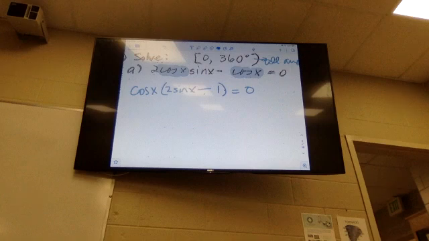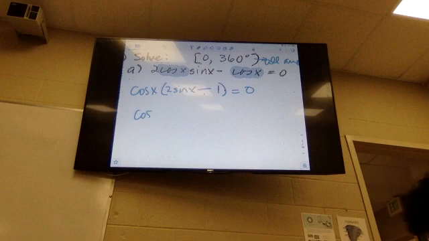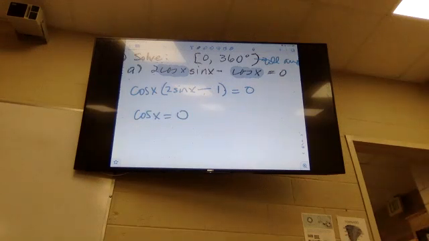Now I just spent a ton of time doing factoring with my geometry kids. This is like a factoring problem where I tell them that you have to set each factor equal to 0, right? You guys remember that when you first learned how to factor. So I'm going to do cosine of x equals 0. And I'm going to do 2 sine of x minus 1 equals 0.